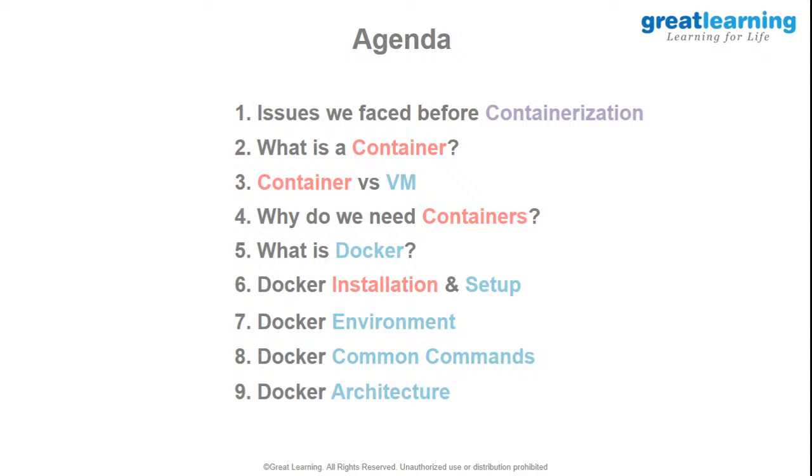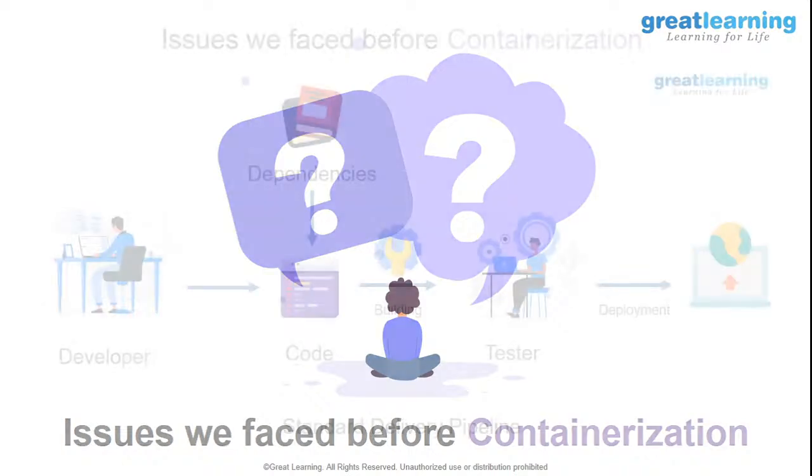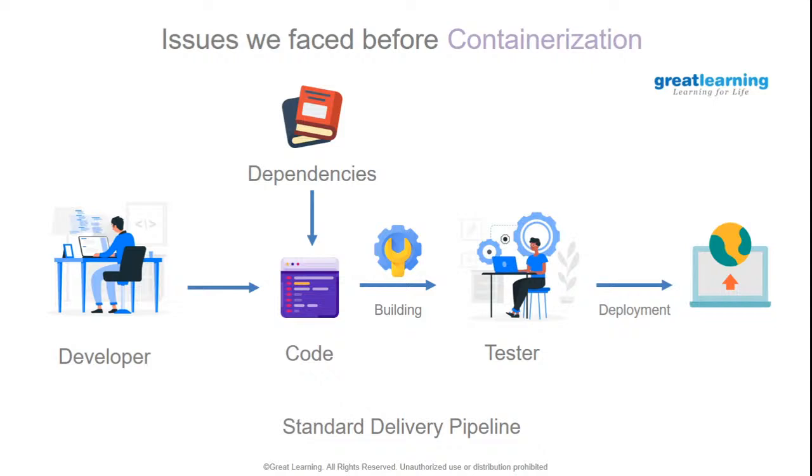So let's start off by discussing why is containerization such a big deal? Why do we use it in software development so much these days? To understand that, we have to understand the issues we faced before containerization was a thing. Before it was a thing, we used to have standard delivery pipelines. As you can see, this is a very simple yet standard delivery pipeline that was used for software development.